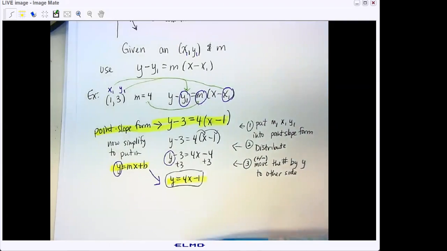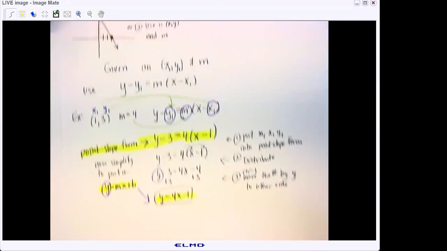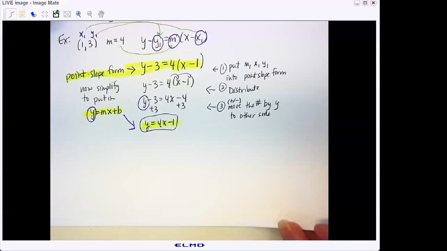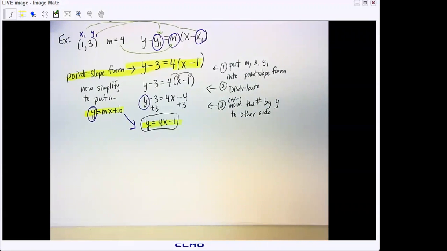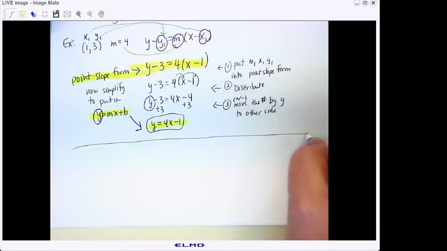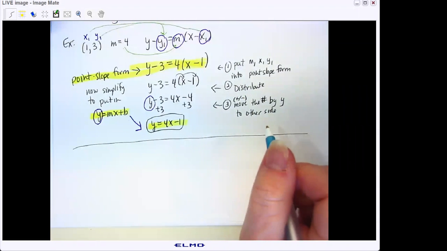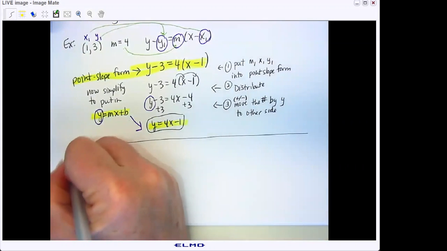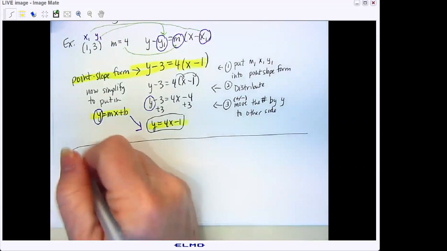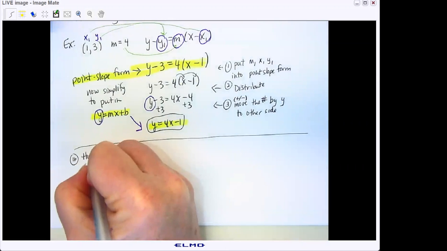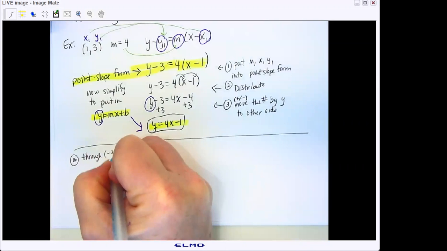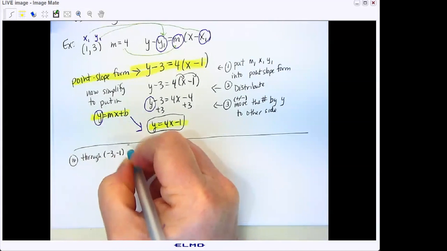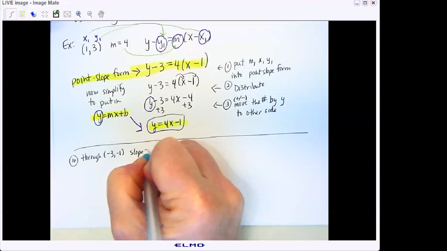Let's try one. Let's do number 16. It says through the point -3, -1, and your slope equals 2.